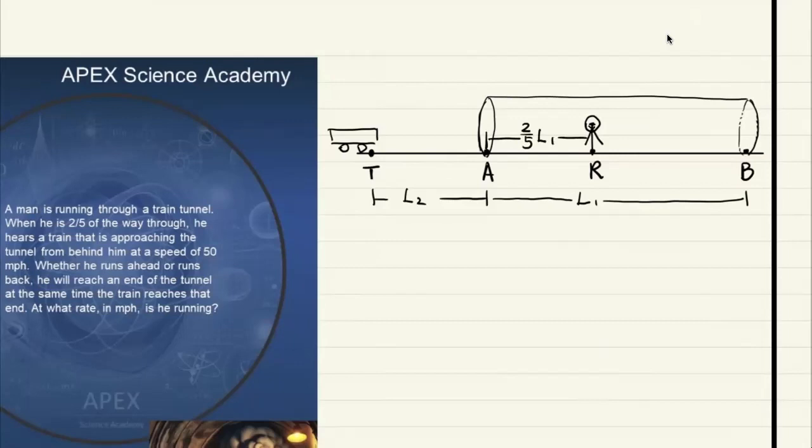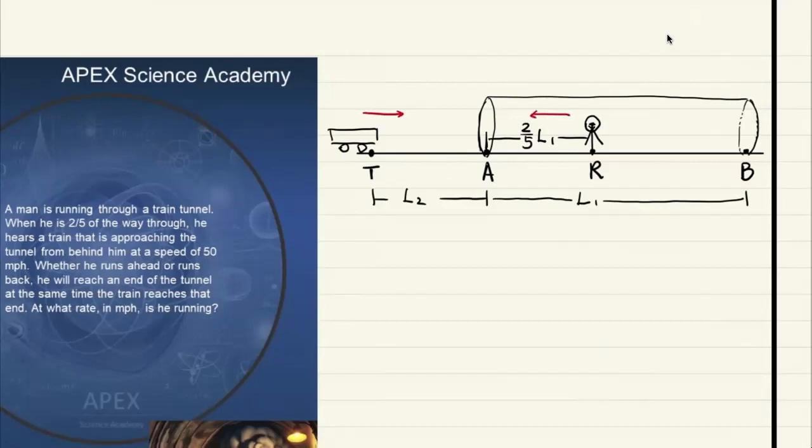Now, based on the question, the runner has two options of running. The runner can either run toward A or toward B. Either way, the runner and the train will reach that end at the same time. Let's look at the situation when the runner is running backward toward A. So this is the direction of movement for the train, and this is the direction of movement for the runner.